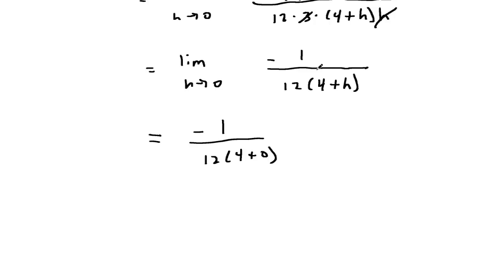Okay, and because this is a continuous function, the limit as h approaches 0 of this function is just that function with h plugged in as 0. So here we just plugged it in. Okay, so the limit equals negative 1 over 48.